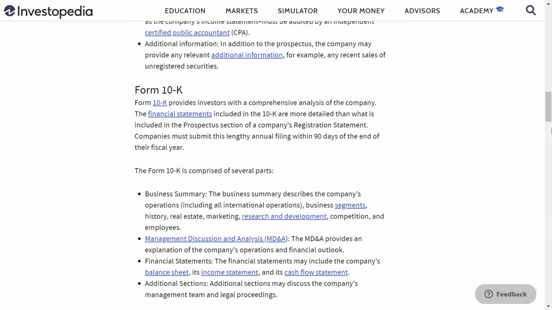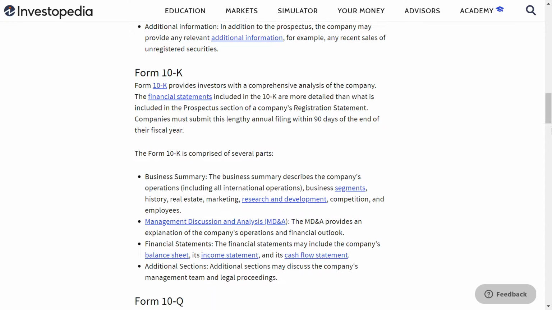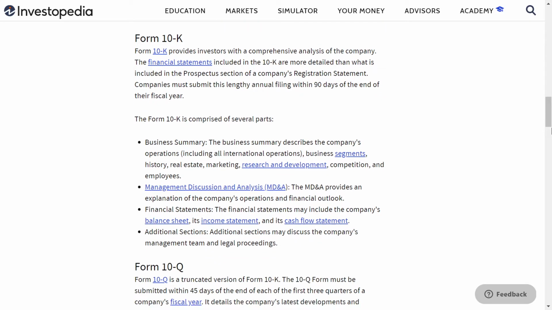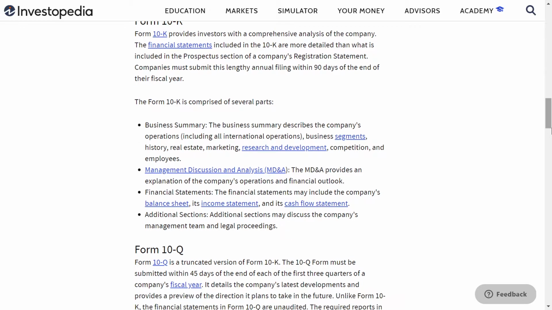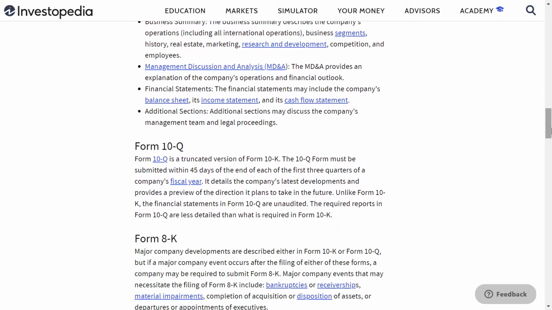Form 10K, basically a detailed analysis of the financials. Not a whole lot to get into there, but the business summary. The MD&A provides an explanation of the company's operations, financial outlook, and financial statements. The financial statements may include the company's balance sheet, income statement, and cash flow statement. Very important, depending on the company. Some just rely on hype. Whether they're profitable or not doesn't seem to matter. It goes based on the guidance. Others fall more on the SEC filings and forms.